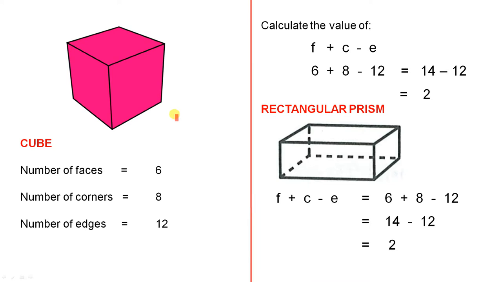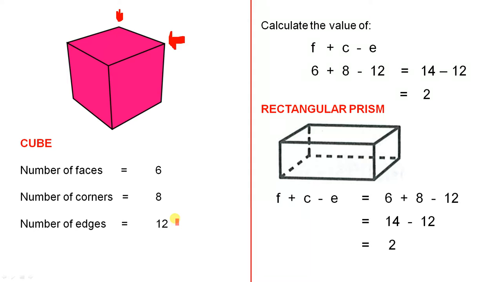Let's look at the cube. Now the cube is a 3D object, and each of these faces is a square. So the number of faces is 6. The number of corners is 8. For example, that's a corner there. See that? There's another corner there. See that sharp point? There are 8 of them altogether. And the number of edges is 12.